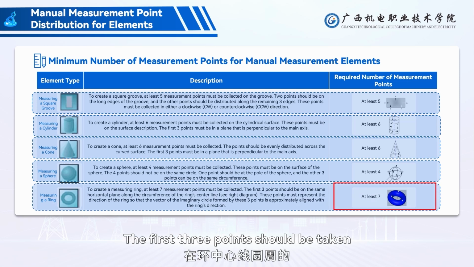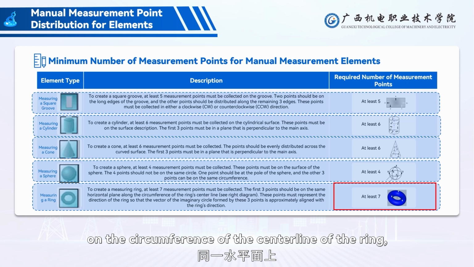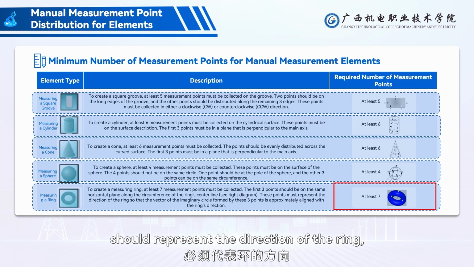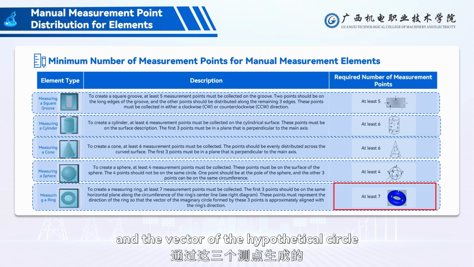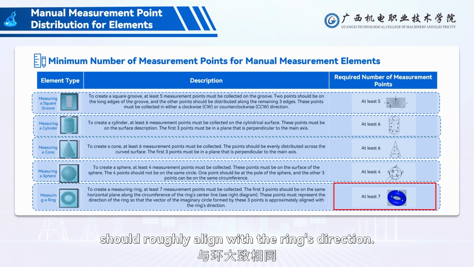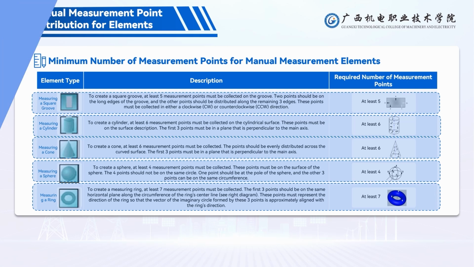The first 3 points should be taken on the circumference of the center line of the ring, on the same horizontal plane. These measurement points should represent the direction of the ring, and the vector of the hypothetical circle generated by these 3 points should roughly align with the ring's direction.